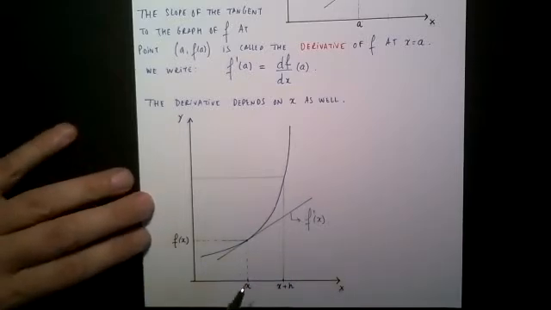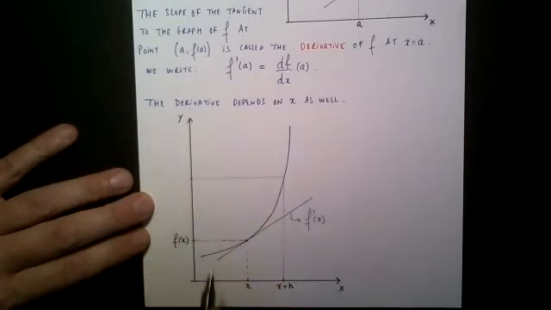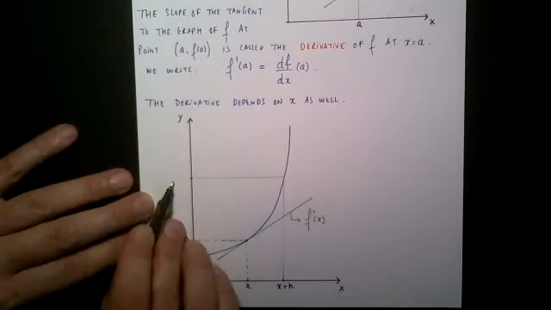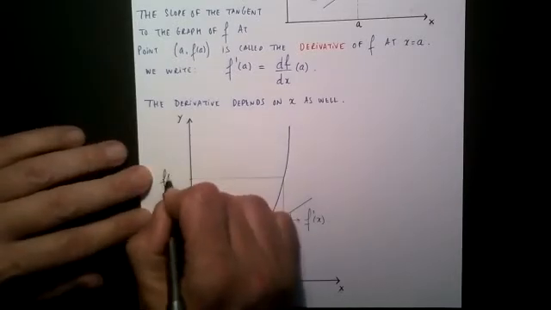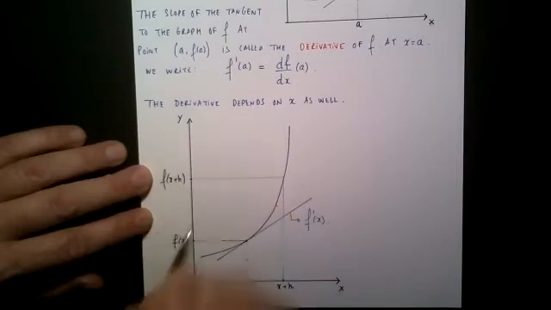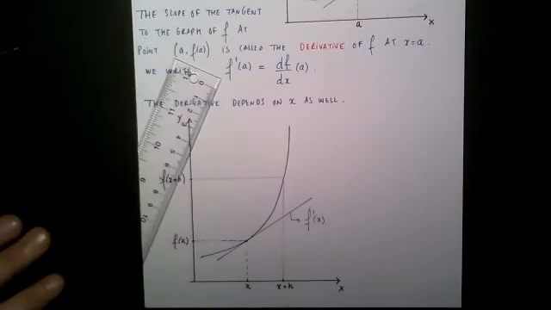And so what is this here? This is x plus h. This is what? F of x plus h. Very good. So f of x plus h. Are we good so far? Okay, no questions.